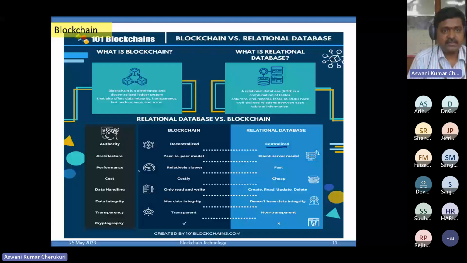Architecture-wise, databases are a client-server model, whereas blockchain is a peer-to-peer model. Performance-wise, databases are quite fast, whereas blockchains are relatively slow because you have to group certain transactions, then create a block. All this takes time. Similarly, maintaining databases is cheap, whereas blockchain is costly. But the most important things are transparency, data integrity, and cryptography. These are all features of blockchain that databases do not have.